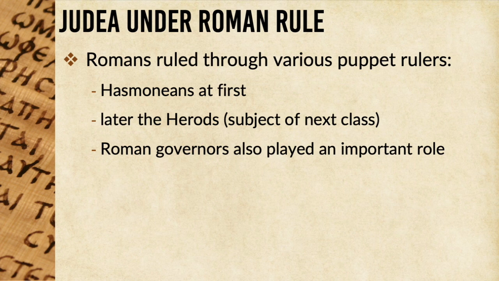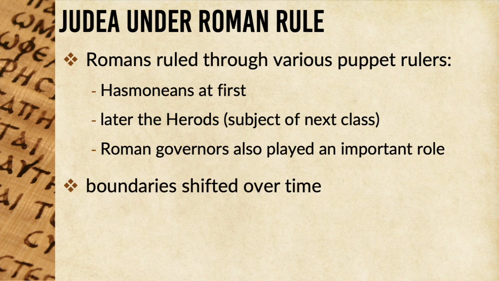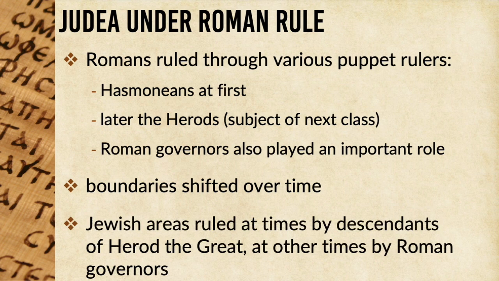Okay, while she's doing that, I'm going to go ahead and continue on here in the chart. So we have these puppet rulers. The boundaries of Judea are going to shift over time. At times, Jewish areas are ruled by descendants of Herod the Great. At other times, by Roman governors. And this is fairly complex history, but again, we don't have to go into the complexities of that for the class. But the Romans have a system of keeping these peoples that are under their control in check with various ways, and they do that through these puppet rulers. So Judea is under Roman rule various times, under the Hasmoneans, under the Herods, under the Roman governors.